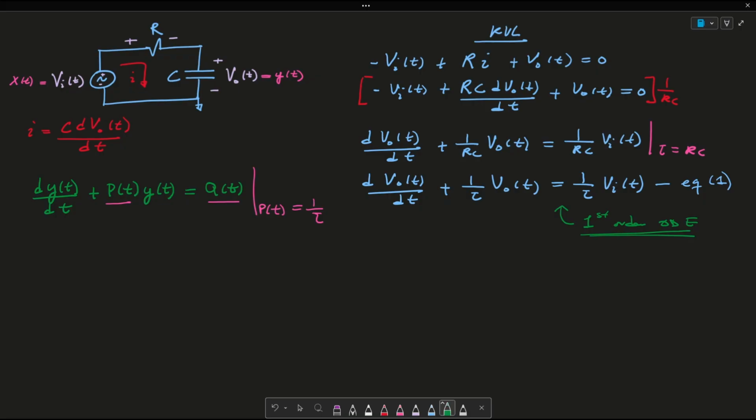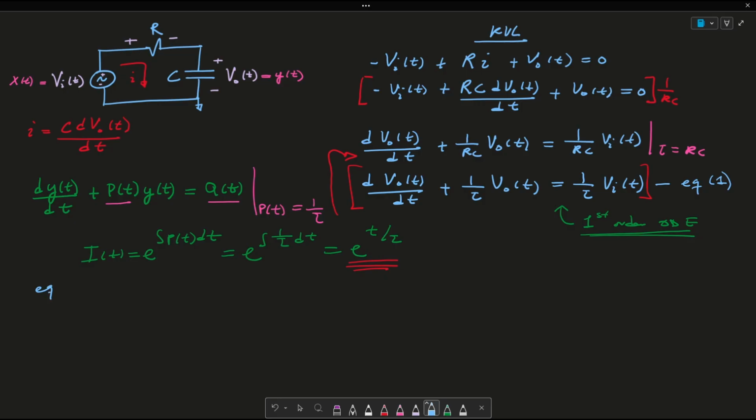In calculus, we said that the integrating factor is I(t), which equals e to the integral of p(t) dt, which equals e to the integral of 1 over tau dt, which equals e to the t over tau. I hope this makes sense. And now what we do with this integrating factor is we multiply it by our equation number 1.